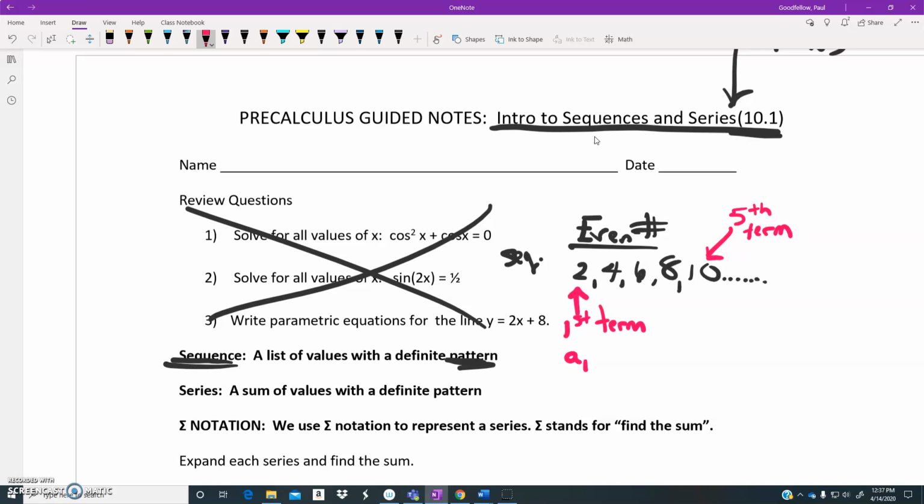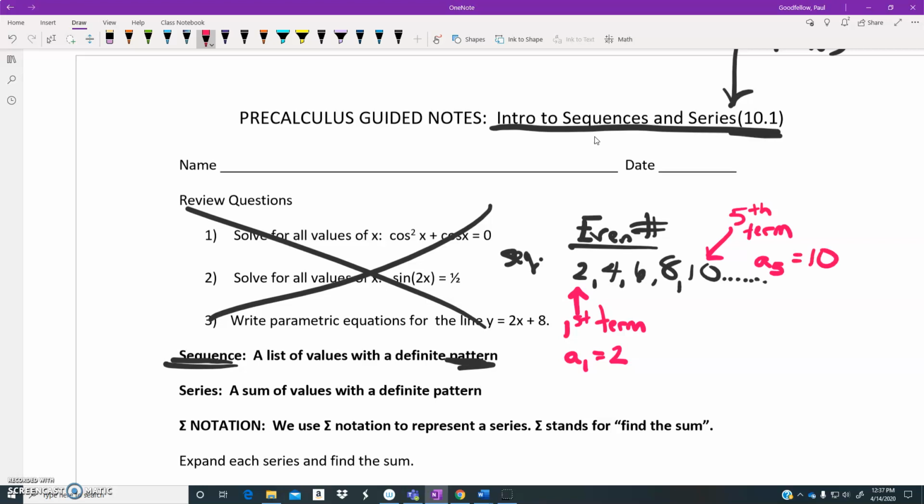And what this is basically saying is that the element that you're talking about, they use an A. The element that you're talking about is the first element of the sequence. So we would say a sub 1 is 2. Whereas this one down here on this end, we would say a sub 5 is equal to 10.